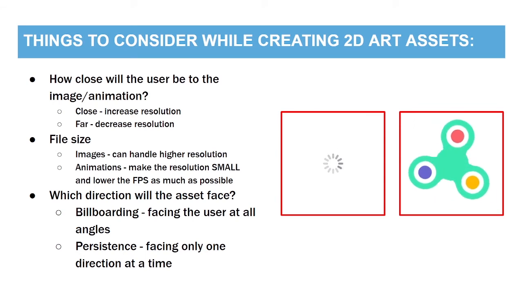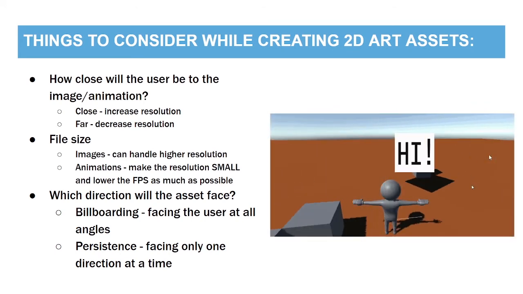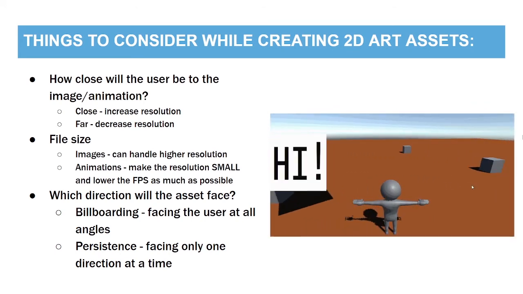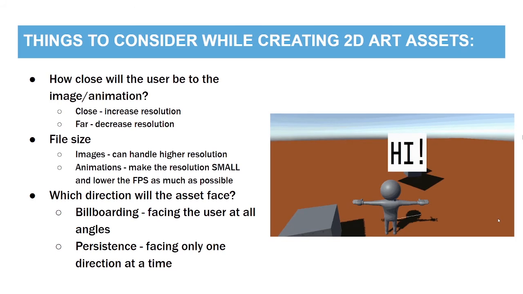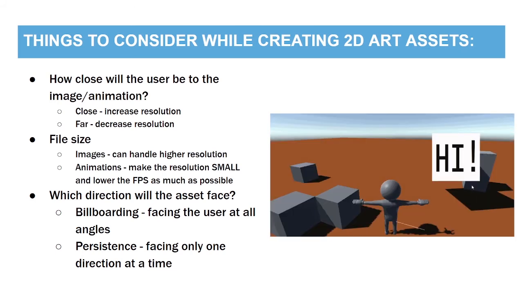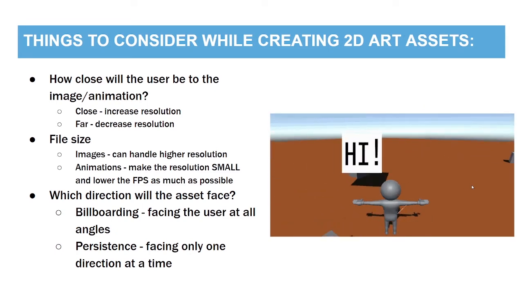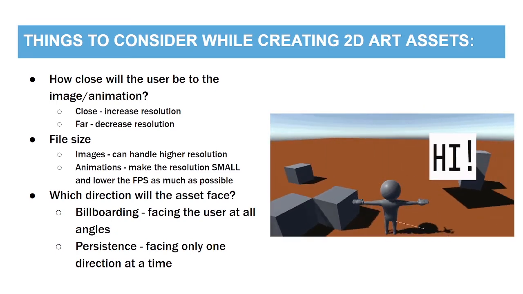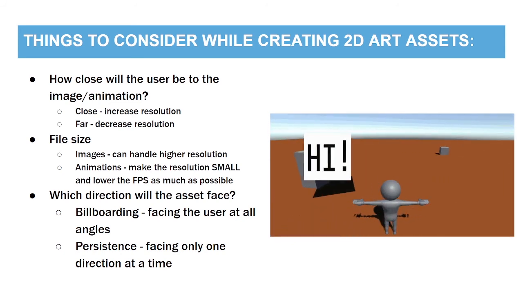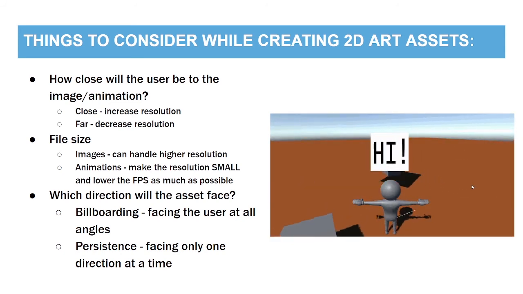Furthermore, you've got to consider which direction your 2D asset is going to be facing. There's a couple of different ways you can go about this, one of which is called billboarding. This is a technique where you can take a 2D object and make sure that no matter where the camera is pointed, it's always going to be facing toward the camera. In this case, wherever the user would be pointing their phone, they would see that 2D object as if it were right in front of them.